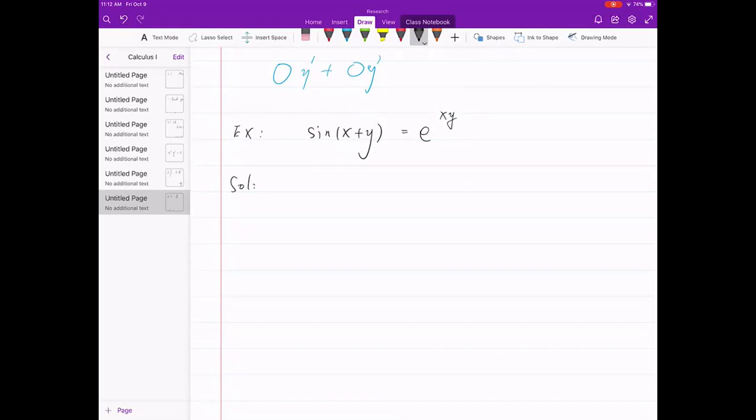Every single rule still applies. On the left, take the derivative, then by the chain rule, times the derivative of the inside. On the right, the derivative of e to the x is e to the x, and by the chain rule, times the derivative of the inside.